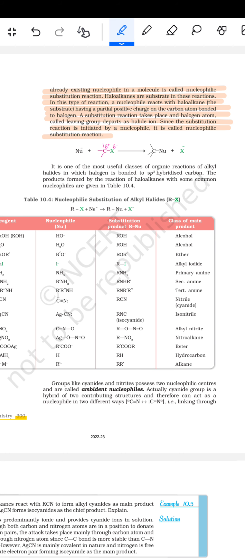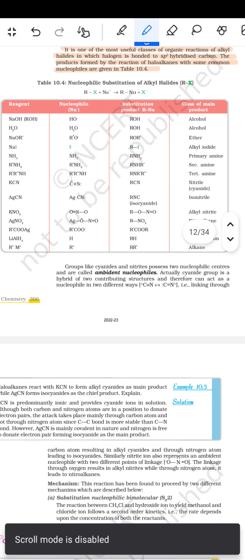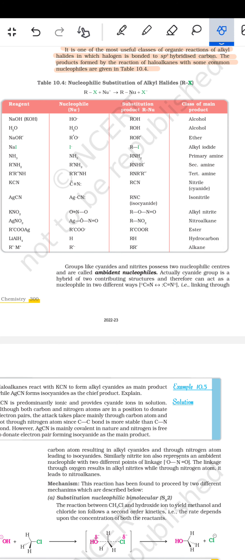तो Nu plus RX यहाँ पर हो जाएगा RNu plus X minus, और it is one of the most useful classes of organic reactions of the alkyl halide in which halogen is bonded to an sp3 hybrid carbon. The products formed by the reaction of the haloalkanes with some common nucleophiles are given in table 10.4. फिर आता है nucleophilic substitution of the aryl halide. RX plus Nu बन जाएगा हमारा RNu plus X. उसके बाद फिर आता है nucleophilic substitution product RNu, a class of the main product.